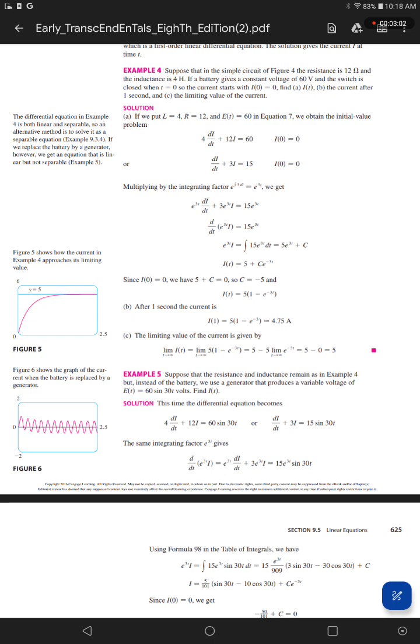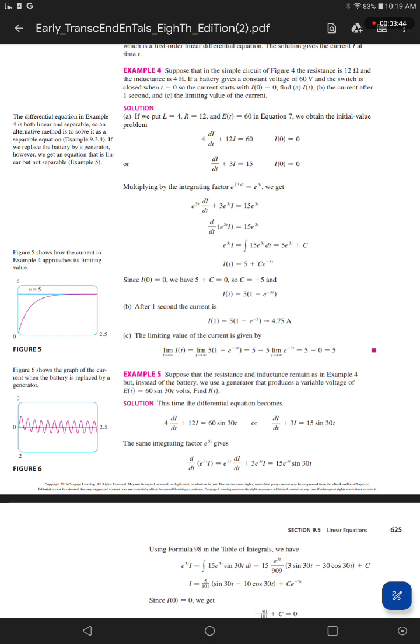C. The limiting value of the current is given by the limit as t approaches infinity of I of t, which equals the limit as t approaches infinity of 5 times (1 minus e to the power negative 3t), which equals 5 minus 5 times the limit as t approaches infinity of e to the power negative 3t, which equals 5 minus 0 equals 5.